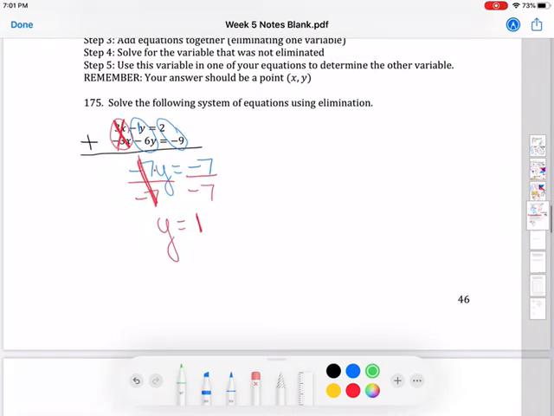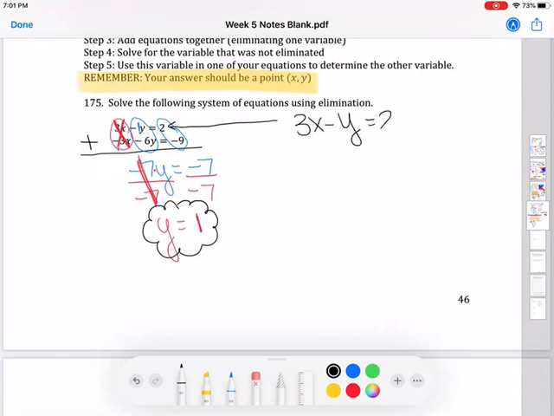Now what is nice about going over this method right now is you know you're not done, for the same reason as the last one. Your answer needs to be written as a point, x comma y, and right now we only have a y value. So you pick whichever of the two equations you think looks easier. I personally think the top one has less going on. So I'm going to take that 3x minus y equals 2, but in place of the y, I'm going to plug in 1. So you're still using substitution to find your other variable, but this is that elimination process to start.